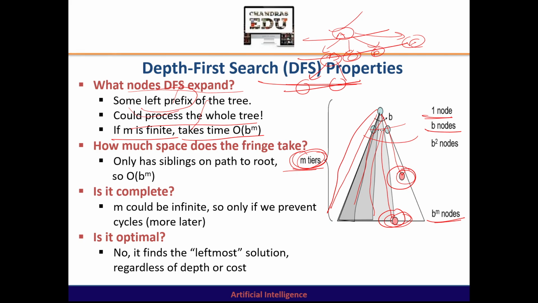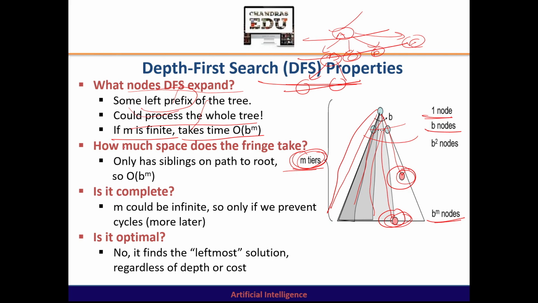So in this search, the time complexity is nothing but O of b power m, where b is the number of branches, and m indicates the number of tiers or number of levels. So that is the time complexity in this DFS technique.